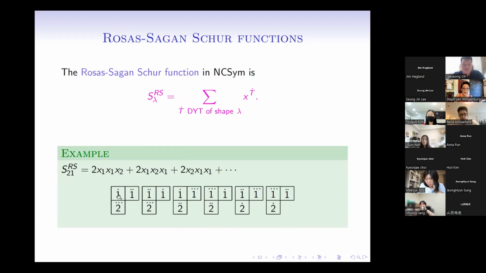So here I'm going to get x1, x1, x2. Here I'm also going to get x1, x1, x2, giving me 2 x1, x1, x2. Then here I'm going to get x1, x2, x1. Here I'm also going to get x1, x2, x1, giving me 2 x1, x2, x1. And then finally I'm going to get x2, x1, x1. Here I'm also going to get x2, x1, x1, again giving me 2 x2, x1, x1, and so on.